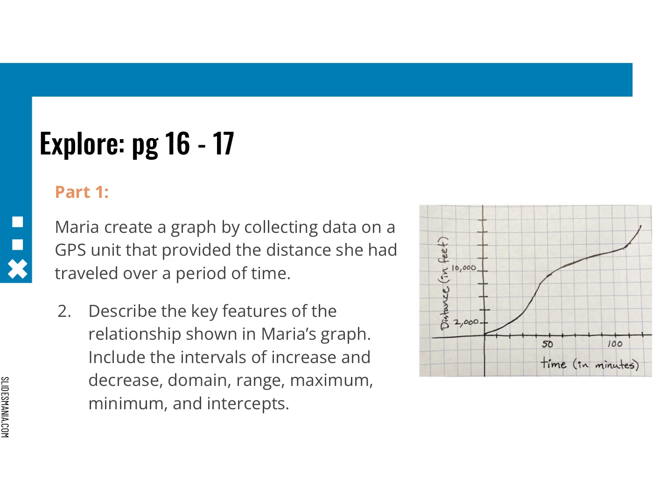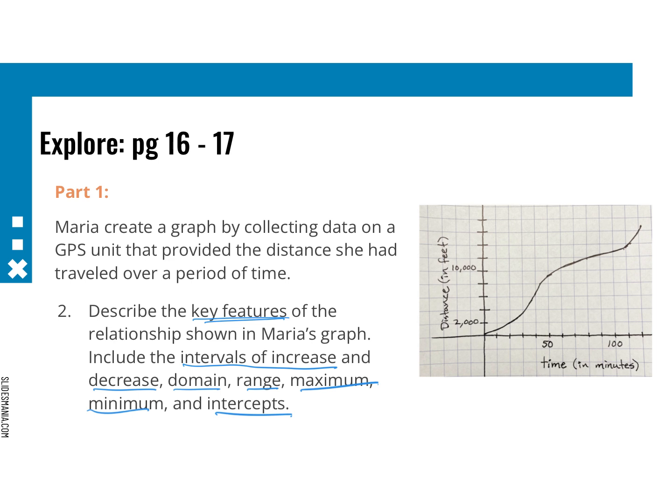All right, here is part 2. This is actually on 16 to 17. So Maria created a graph by collecting data on the GPS unit that provided the distance she had traveled over a period of time. Describe the key features of the relationship shown in Maria's graph. Include intervals of increasing, decreasing, domain, range, maximum, minimum, and the intercepts. Okay, so go ahead and write down these answers and then come back to me.